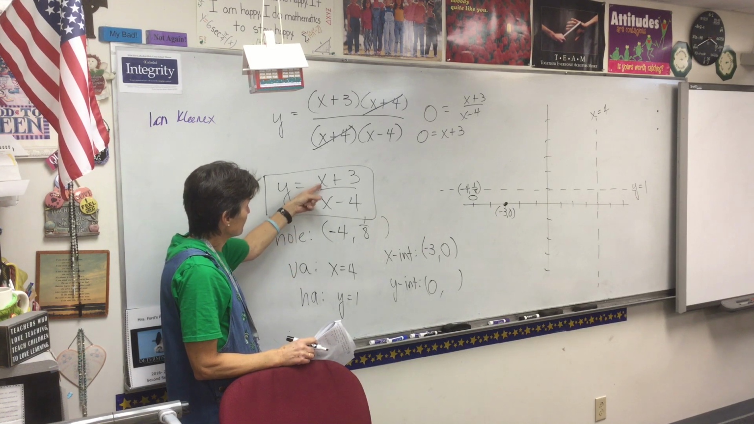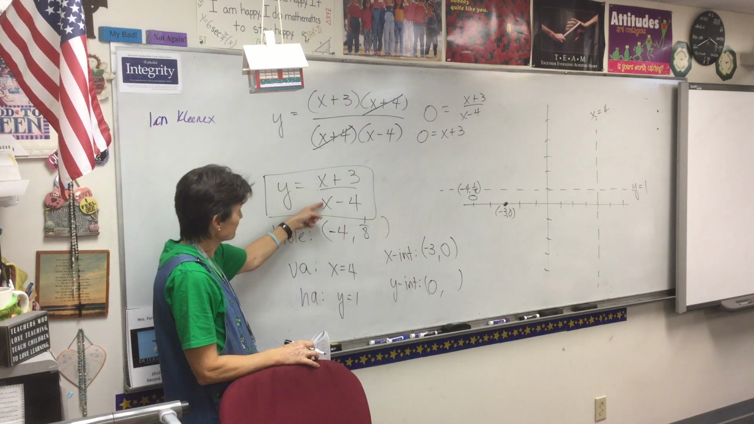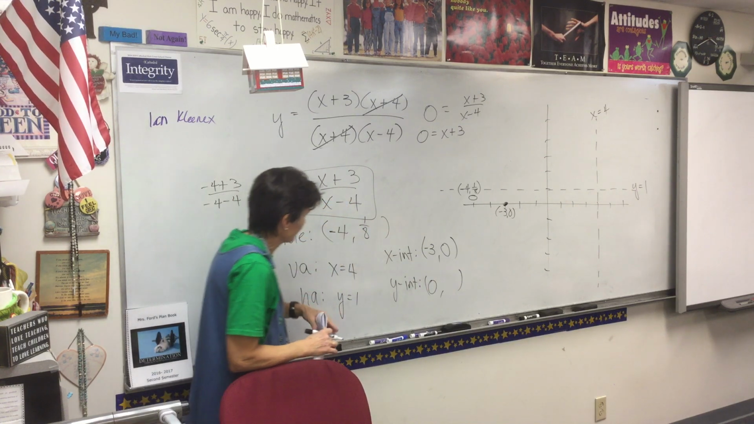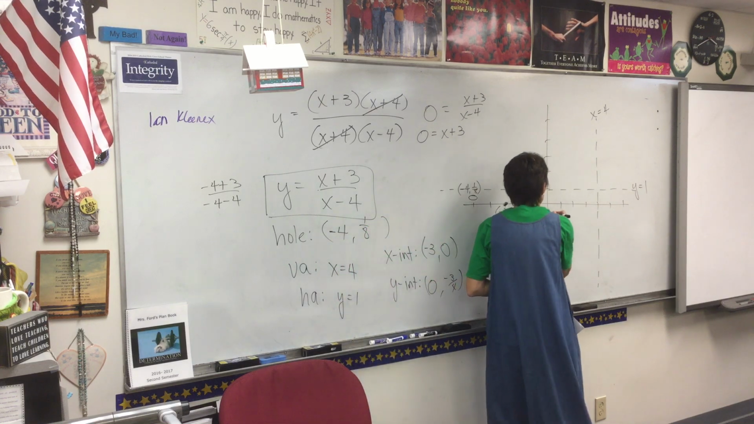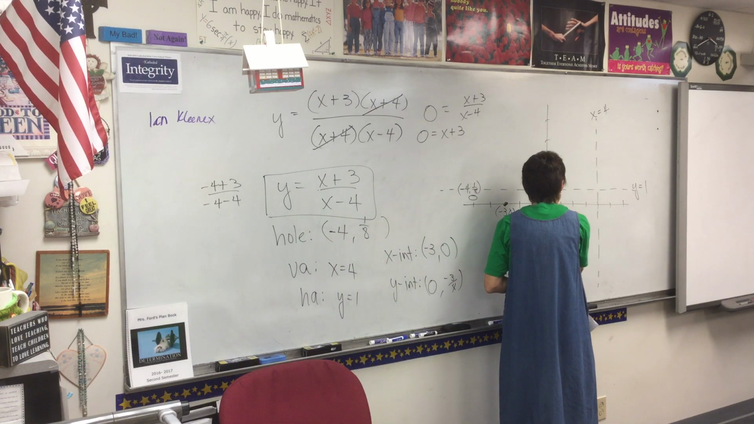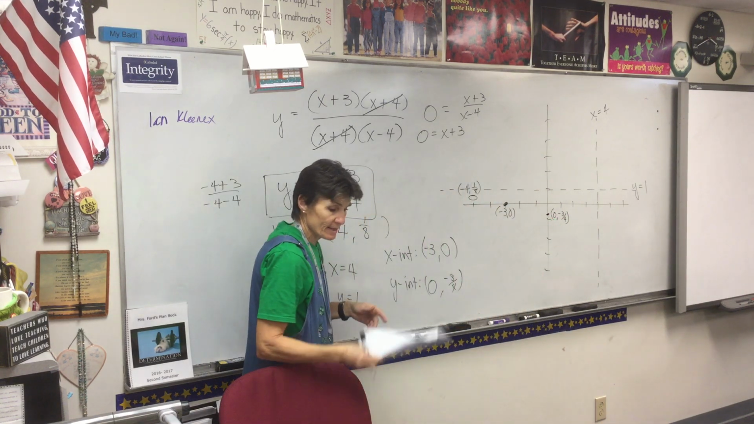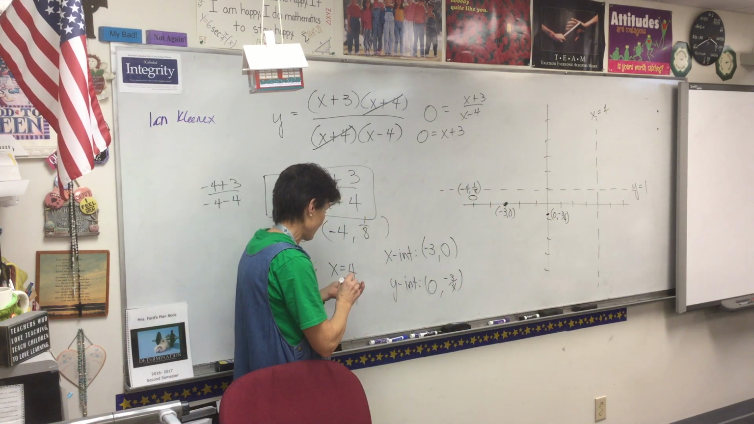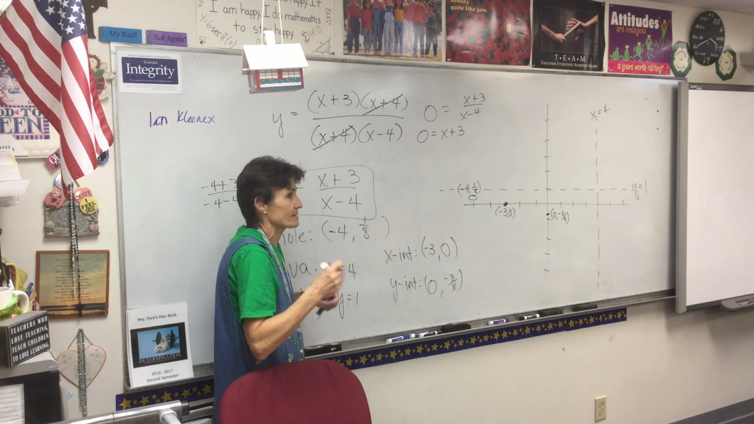Then I'm going to put zeros in for the x's. X is 0, zeros in for the x's. What does that leave me with? -3/4. So I have everything in there that I'm supposed to have. And now I need to connect the dots.